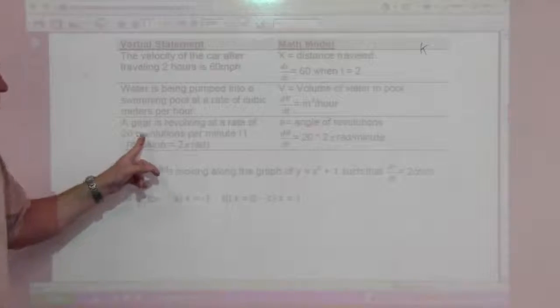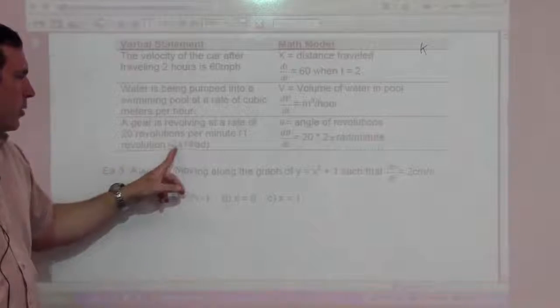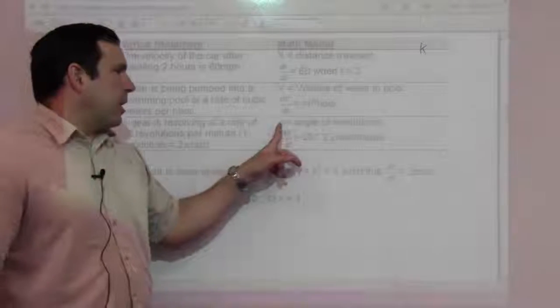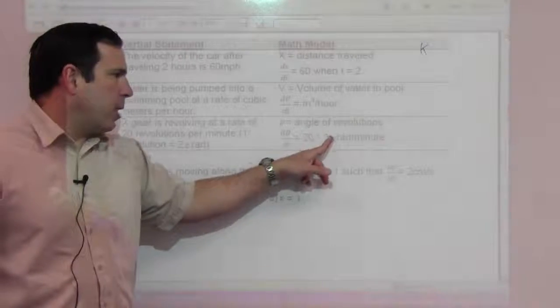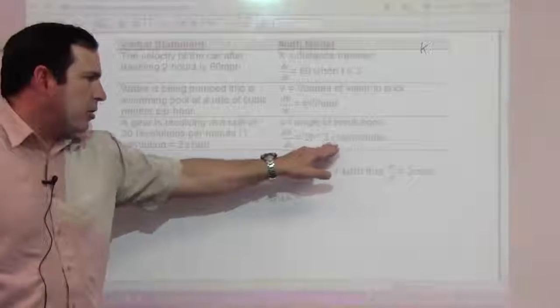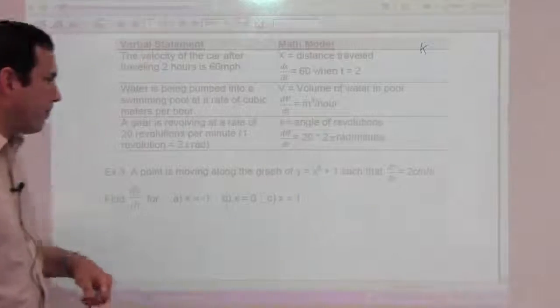A gear is revolving at a rate of 20 revolutions per minute. 1 revolution is 2 pi radians. So theta is the angle of revolutions. d theta/dt would be 20 times 2 pi radians per minute. So 2 pi because that's one circle, 20 because it's going around 20 times in a minute.